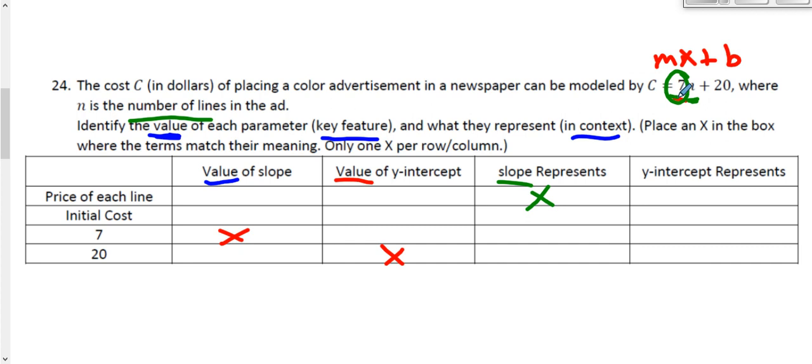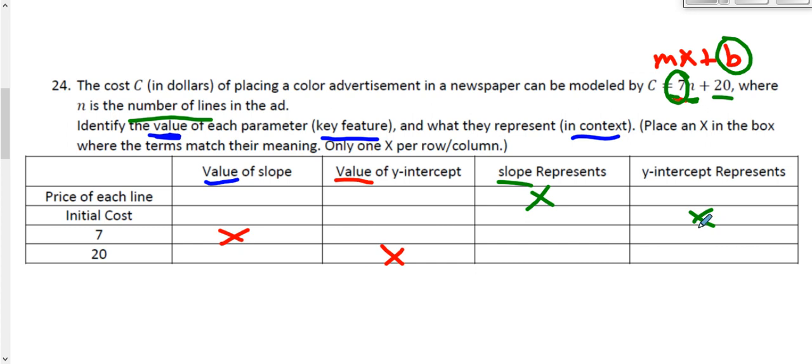Now the y-intercept is going to be, again, this b value, the number 20. The y-intercept represents my initial point on the graph, which in this case would be the initial cost. And we match those guys up, and that problem's all done.